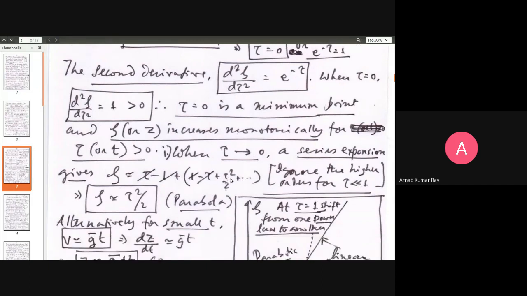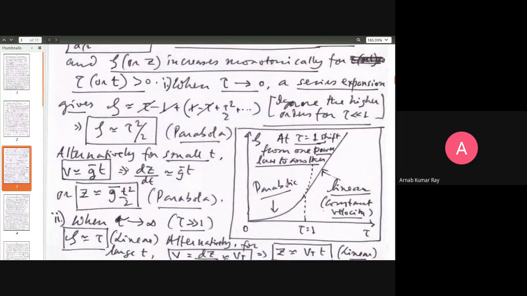So zeta will be equal to tau minus 1 plus e raised to minus tau, which I'm writing as 1 minus tau plus tau squared by 2 plus etc. Since tau is very much less than 1, nearly equal to 0, you can neglect the higher orders, but don't neglect the second order because the first order will cancel. You have tau minus 1 plus 1 minus tau plus etc. So this tau minus 1 and this 1 minus tau will cancel and you'll just have zeta is tau squared by 2, which is a parabolic behavior, right?